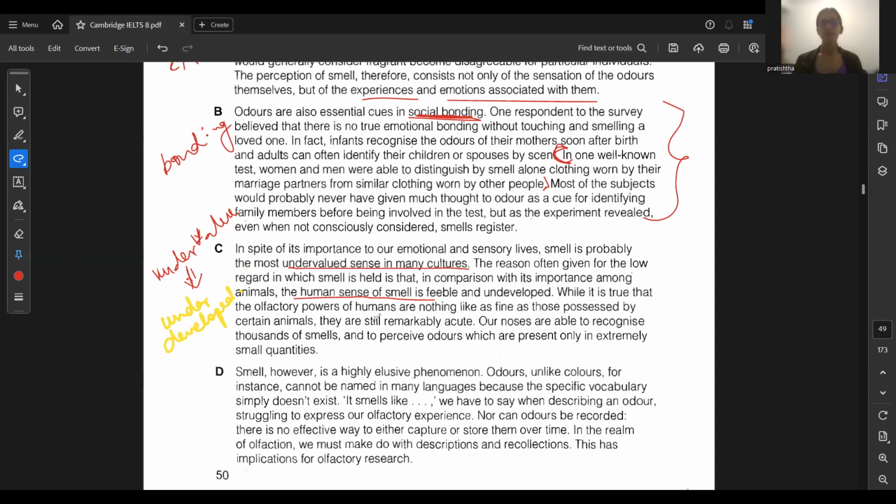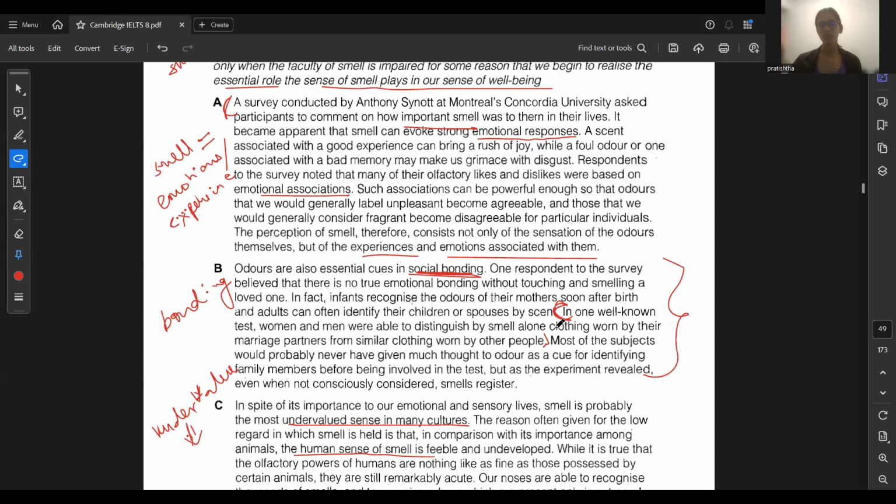While it is true that the olfactory powers of humans are nothing like as fine as those possessed by certain animals, they are still remarkably acute. Our noses are able to recognize thousands of smells and to perceive odors which are present only in extremely small quantities. So again, it says they are pretty important, right? Human beings have a great sense of smell, but it's still a little bit undervalued because it's not that developed, as compared to the smelling capacity of a dog or other animals. They are more developed.